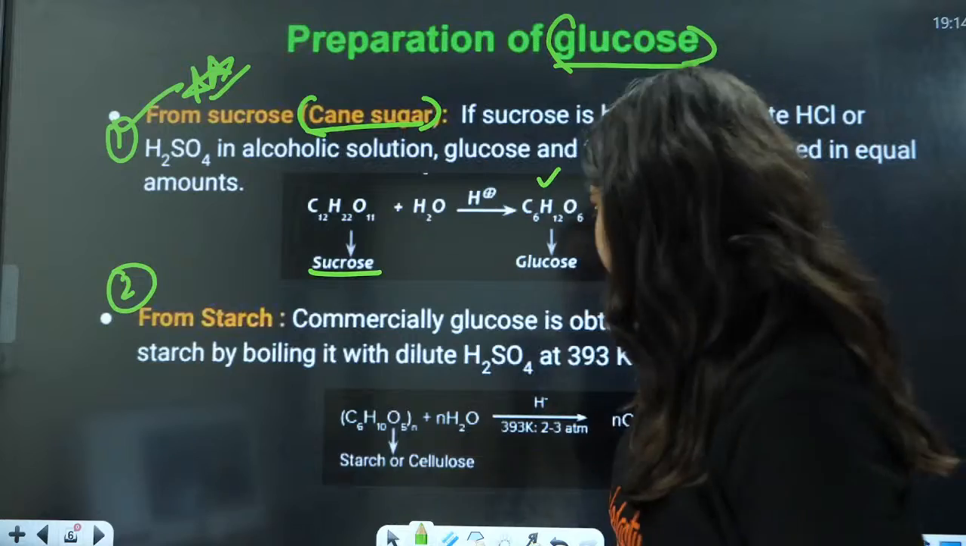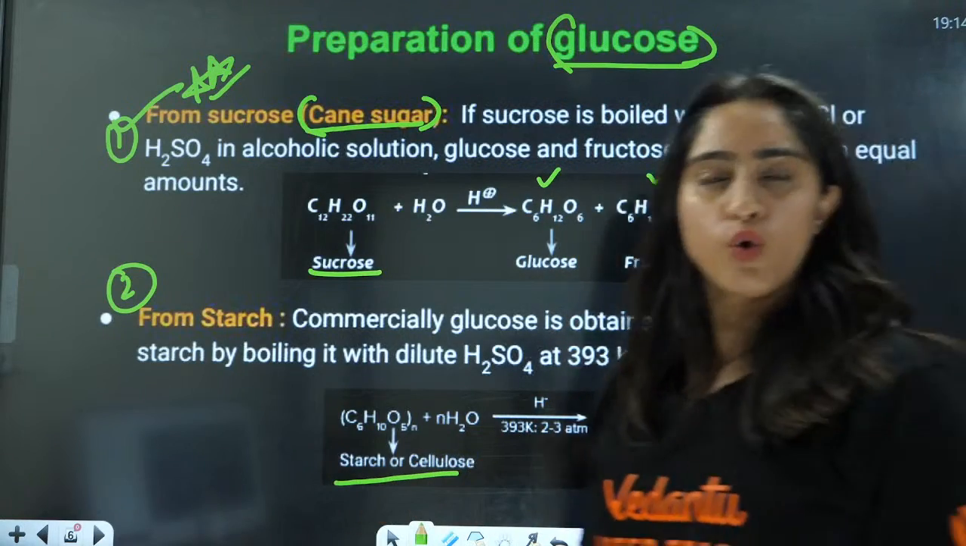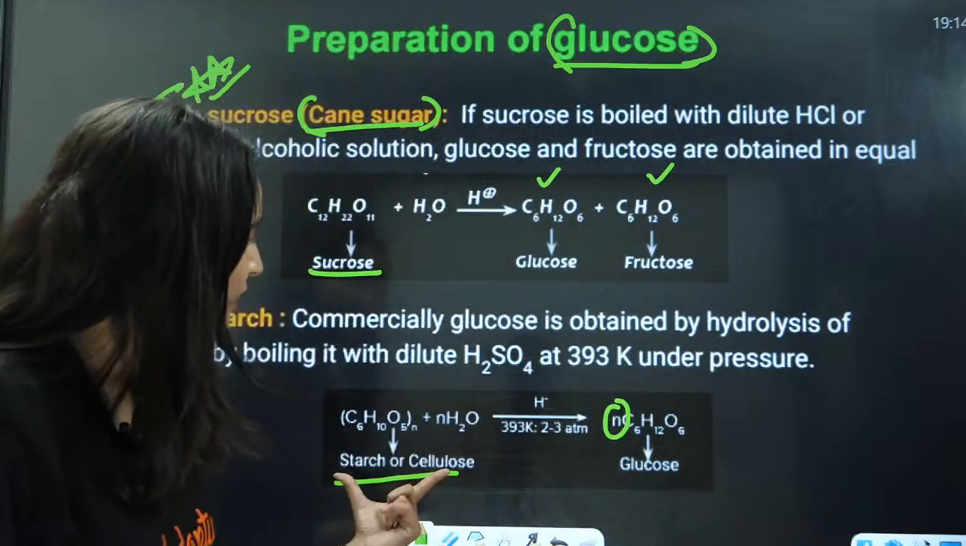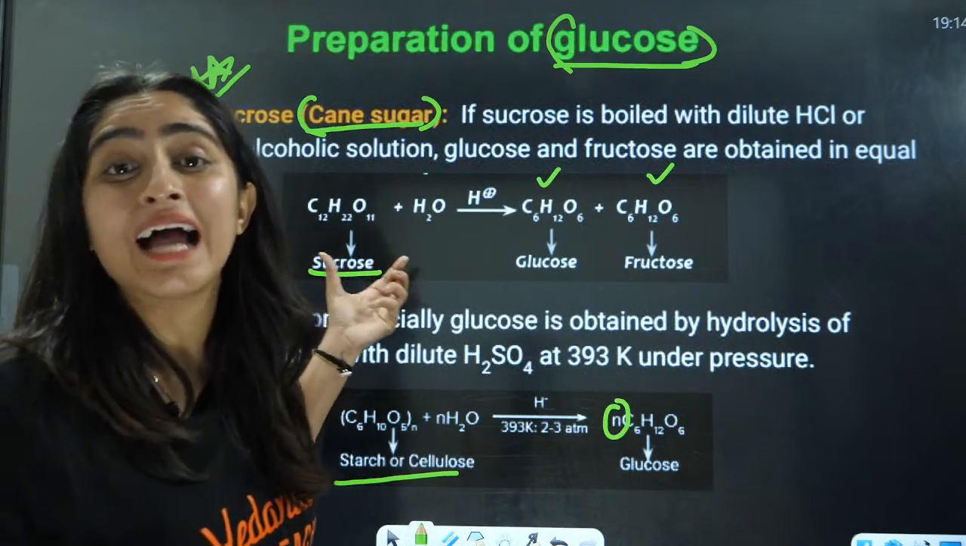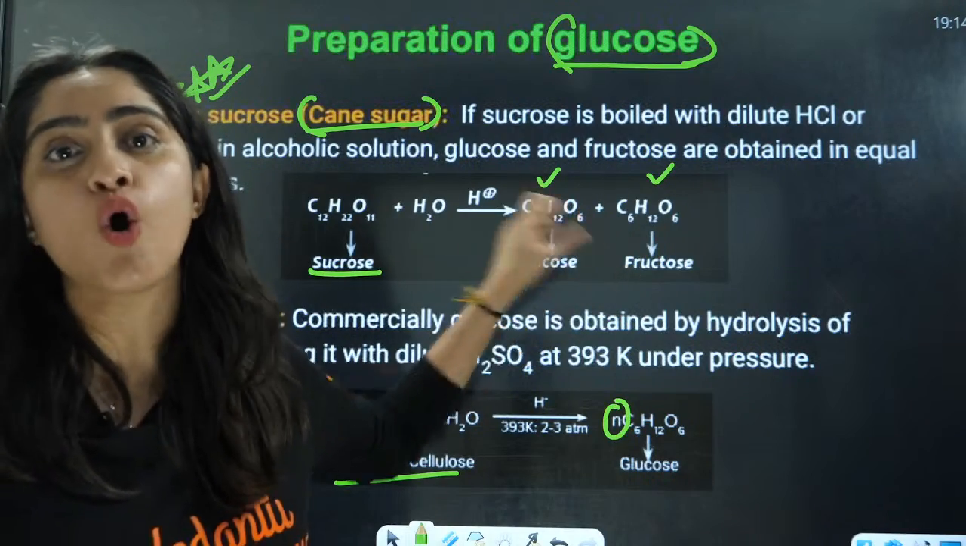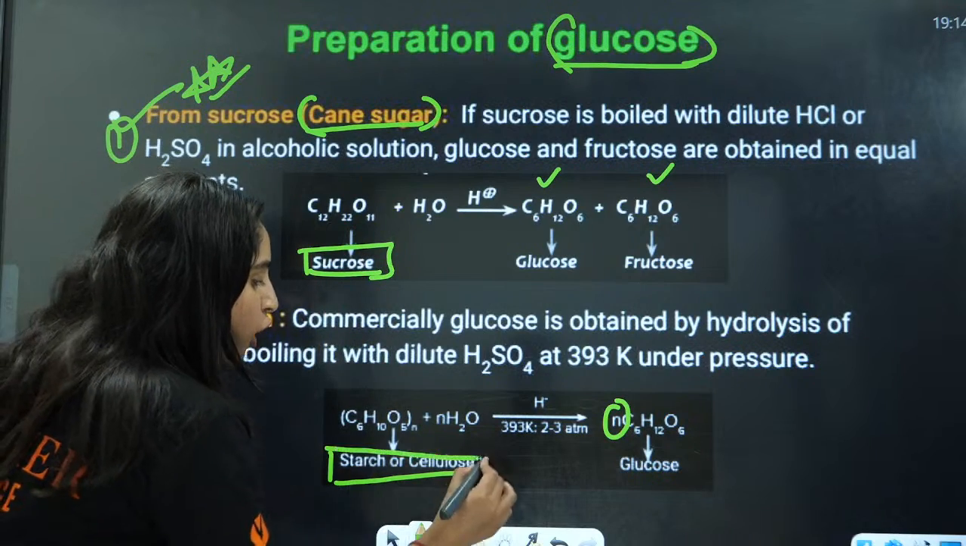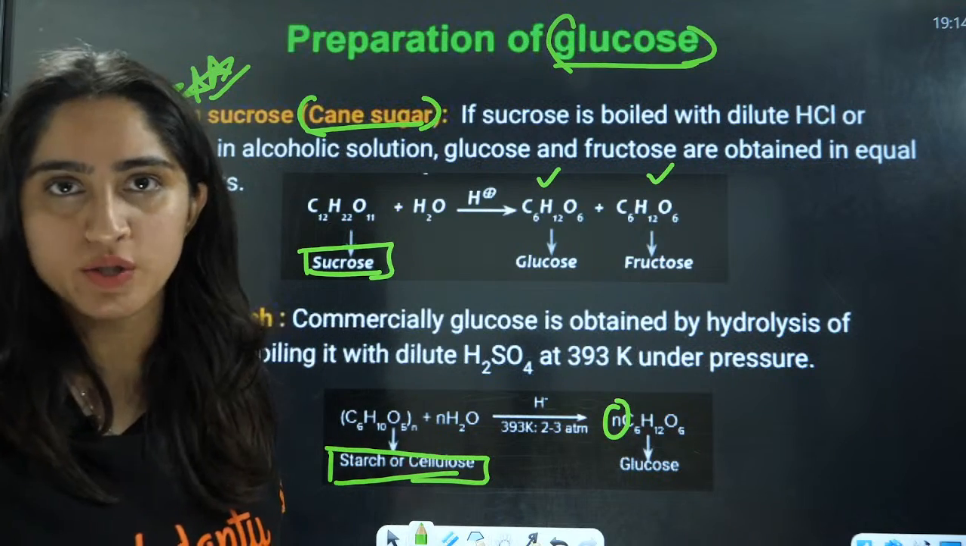This is a polysaccharide. So on hydrolysis, it gives n number of glucose. This is a polysaccharide. This is a disaccharide. It gives two monosaccharides on hydrolysis. So first is from sucrose, second is from starch or cellulose, right?